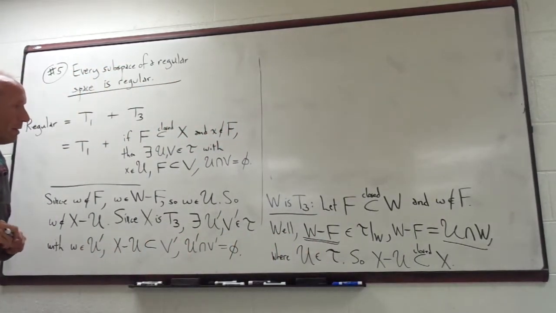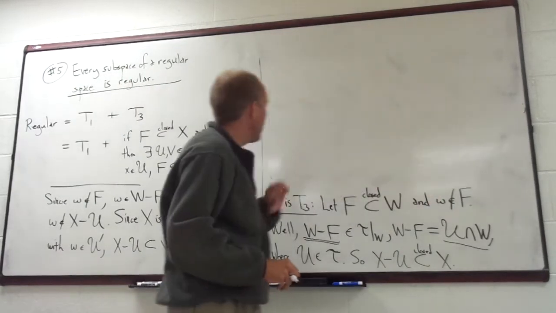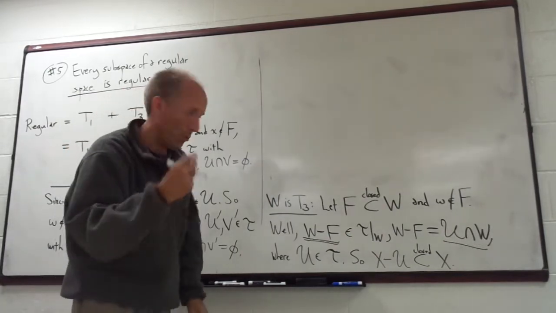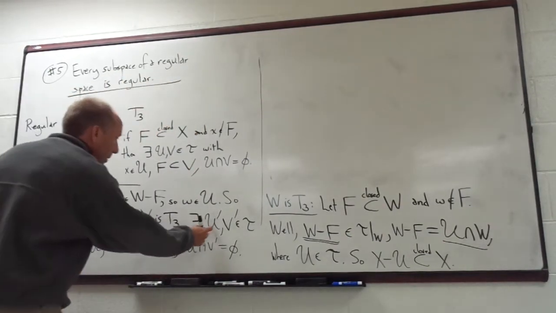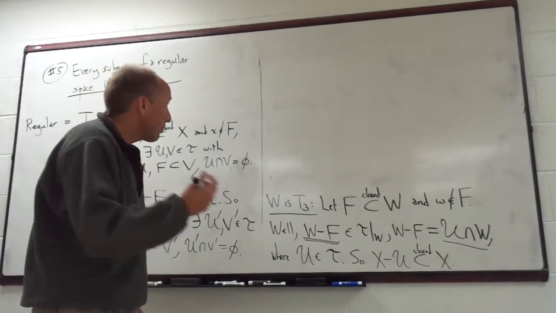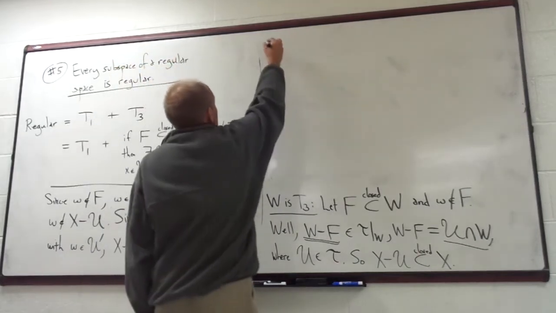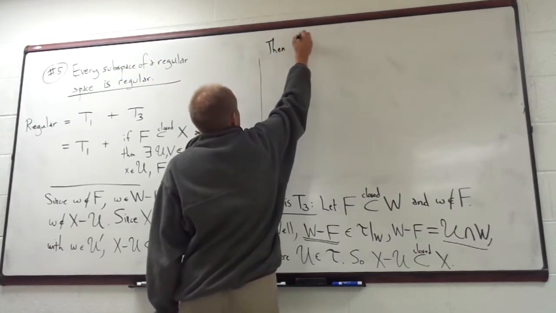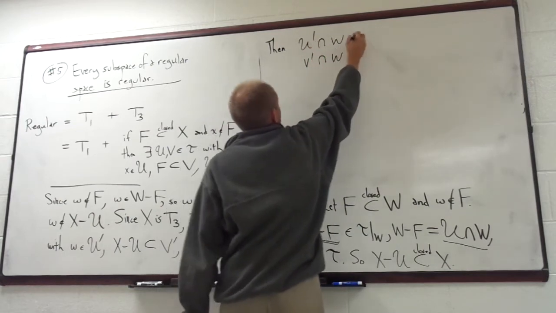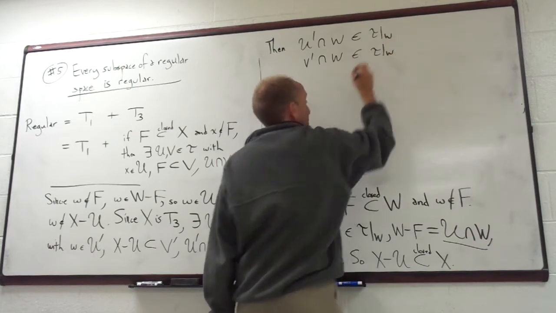Okay? I started with a closed subset of W and a point outside of that closed subset. I've got to come up with open sets in W. Now, the U prime and V prime are open in X. But of course, what that means is that if we intersect them with W, if I take U prime and intersect it with W, or take V prime and intersect it with W, I get open sets in W.